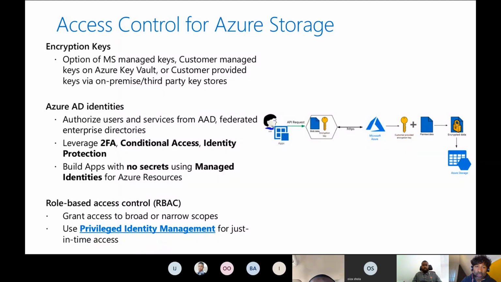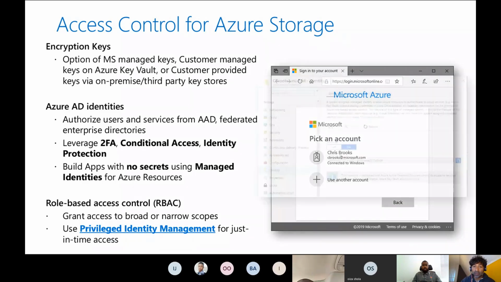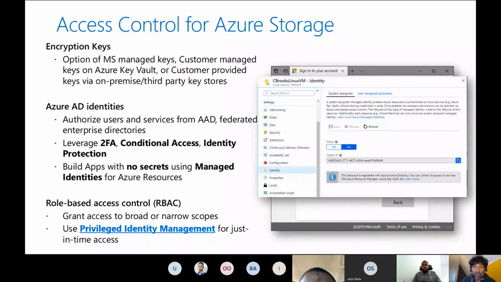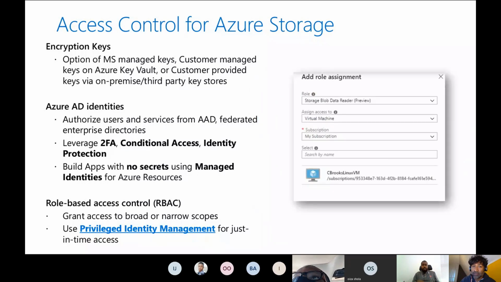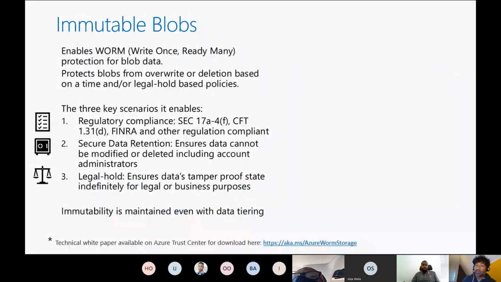So let's say somebody or an application tries to get access to that, signing in, utilizing the Azure identity. So you can set it in Azure AD identity and specify system assigned and add role assignments for role-based access control.